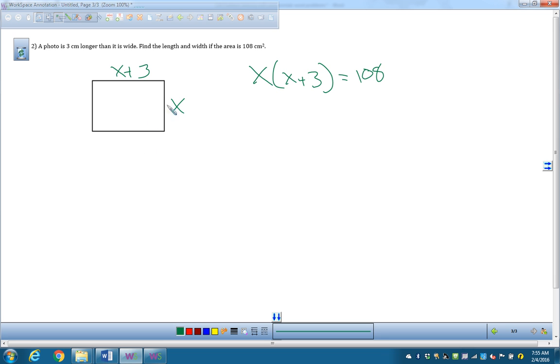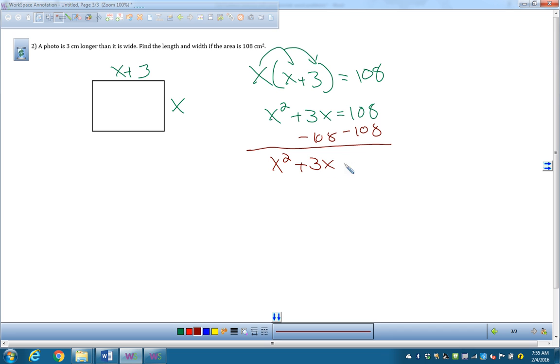But this one, you can't just use guess and check. I guess you could, but that's kind of cheating. You really want to solve it algebraically. First you need to distribute this x through. x times x makes x squared, x times 3 makes 3x, equals 108. Now what do I need to do? Subtract 108 from both sides, and I get x squared plus 3x minus 108 equals 0.